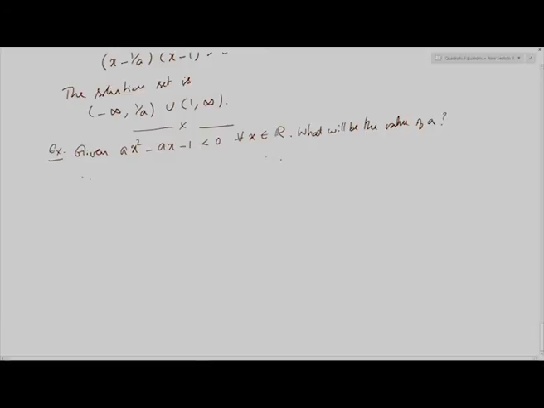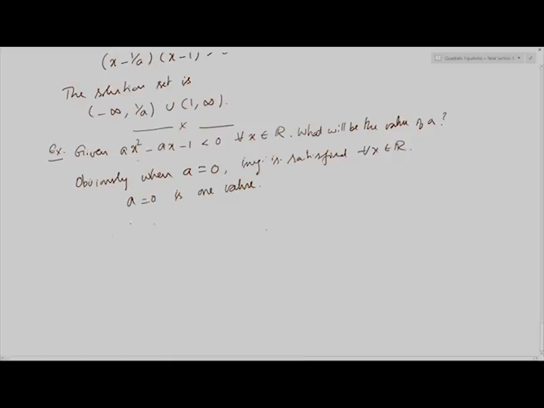Obviously, when a is equal to 0, the left hand side becomes minus 1, which is obviously less than 0, and hence it is automatically satisfied for all x belonging to R. Therefore, the inequality is satisfied for all x in R when a is equal to 0. So, a equal to 0 is one solution of the given problem.